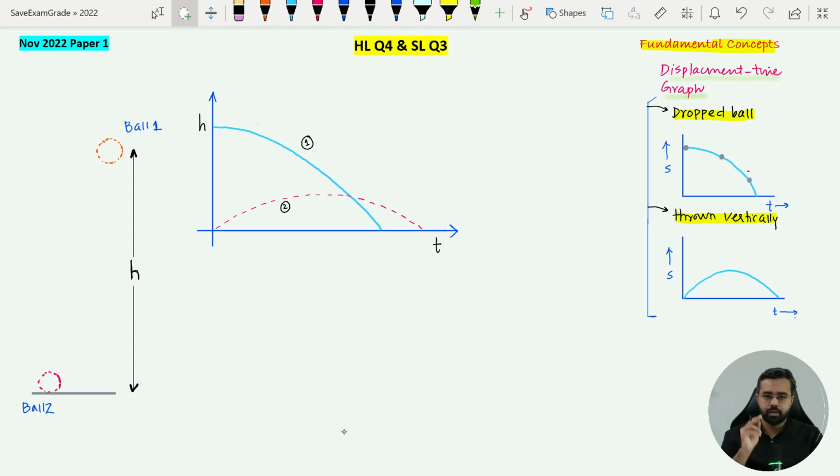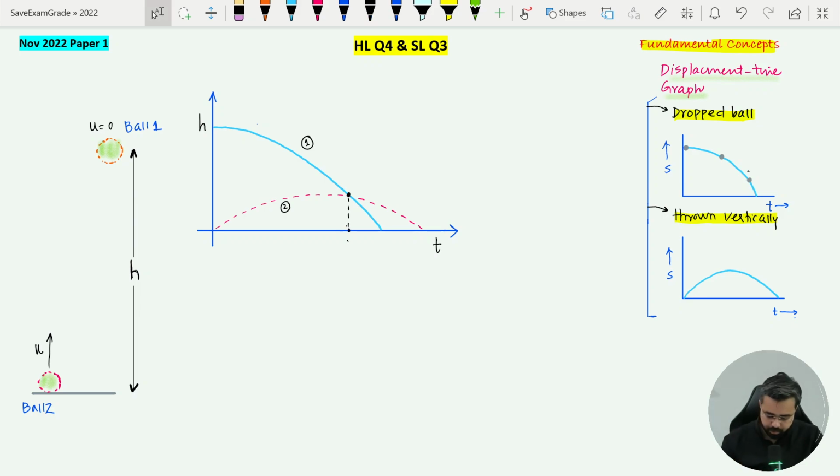In the graph, you can see the displacement-time graph of the two balls, ball 1 and ball 2. Ball 1 is dropped from rest, which means that ball 1's initial velocity is 0 and it is dropped from the height h from the ground, whereas ball 2 is thrown vertically upward with some initial velocity u, and at some time t, as you see from the graph, their graphs intersect.